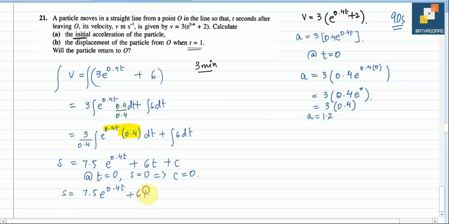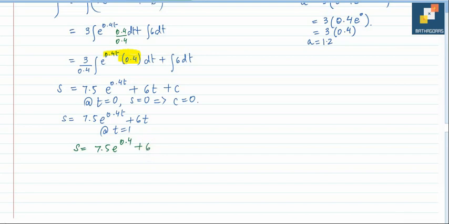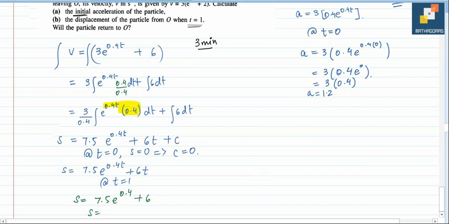Now you need to find out the value of the displacement when t equals 1. So we need to place the value of t equals 1 in this equation. So that will be s equals 7.5 e to the power 0.4 plus 6. So e to the power 0.4 times 7.5 plus 6, you will get s equals. Alright, now there is one mistake, and it happened when we found the value of c.